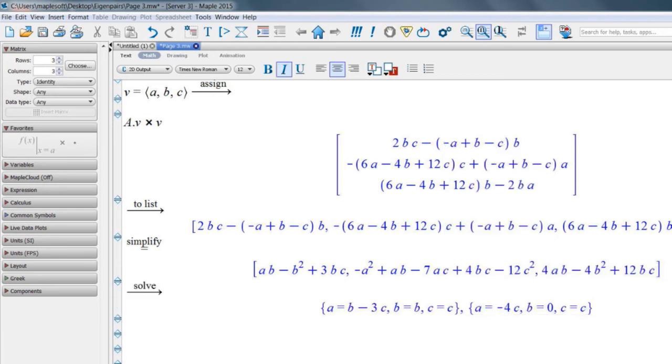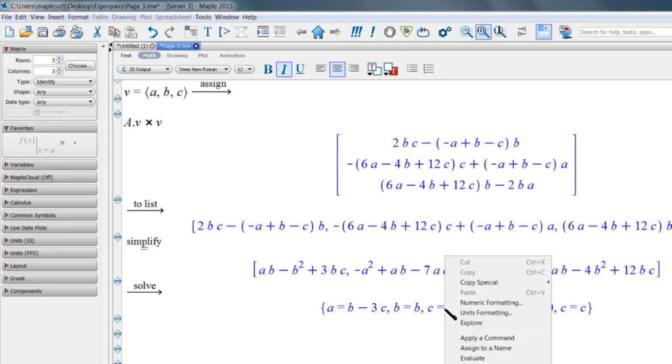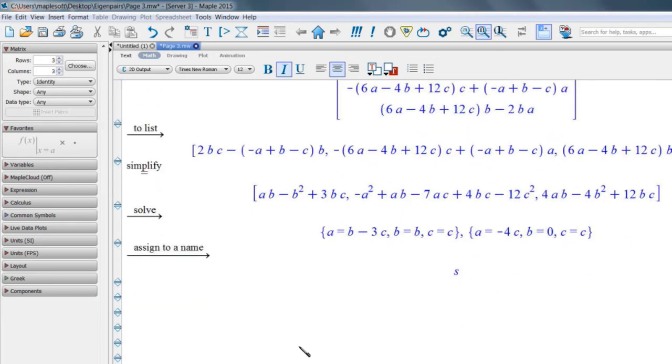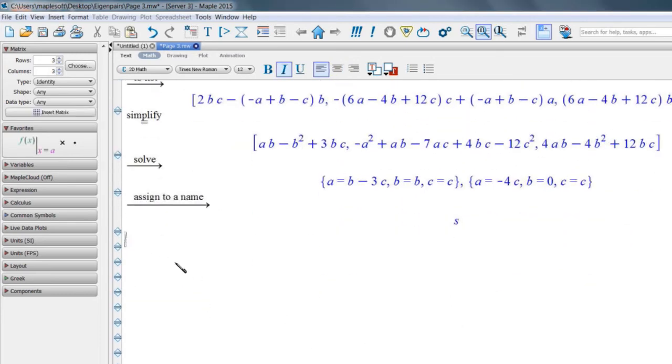But lo and behold, something different happens here. You get only 2 solutions. I'm going to call that S. How do I do that? I assign to a name. I'm going to call that S. And I want to see what vectors this gives me.